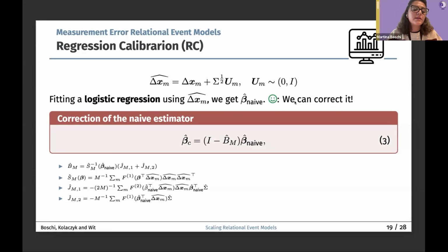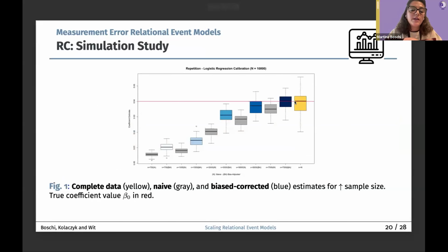And these are all quantities that either depend on observed data or on the naive model, so quantities that you can, quote unquote, easily obtain. This is called regression calibration, and the idea is that for increasing sample size, you are able to recover indeed the result that you would obtain if you use the complete history. However, regression calibration works well only if the measurement error is quite small.